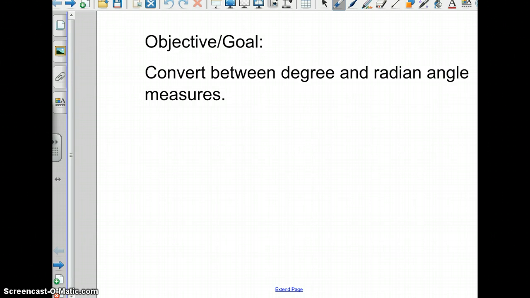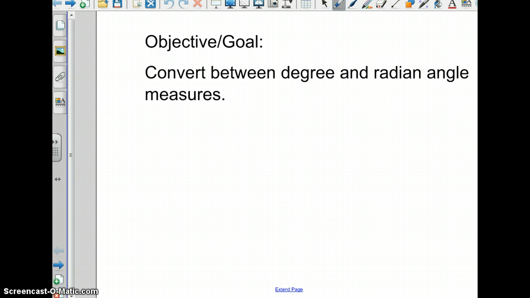Alright, so in this video what you're going to be seeing today is how you convert between degree and radian angle measures. Many of you don't know what a radian angle measure is, so we'll start out with describing what that is and then how you switch between the two. We'll go from degrees to radians and then radians to degrees.